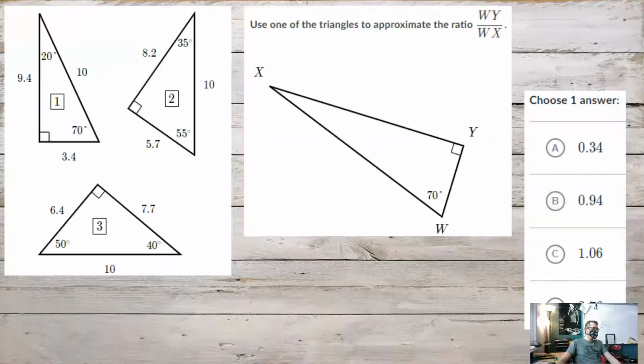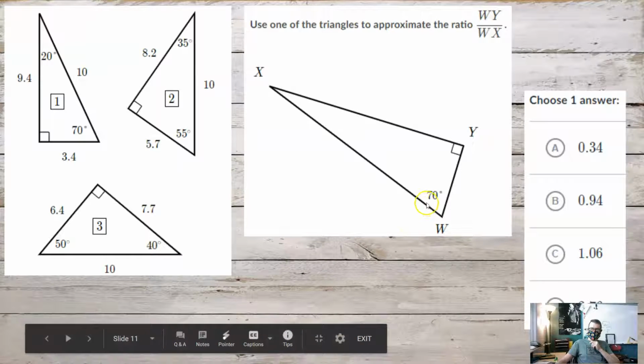First, ask yourself, what ratio are they asking me for? So WY compared to WX, what is that? Like short leg over long leg, right? It's adjacent. Oh, wait, adjacent over hypotenuse. So it's short leg over hypotenuse, right? Or adjacent if we look at the 70-degree angle.